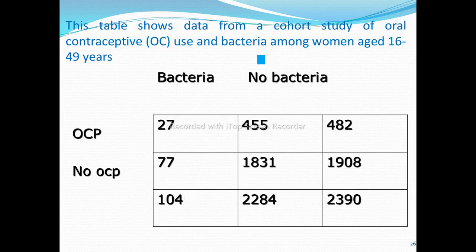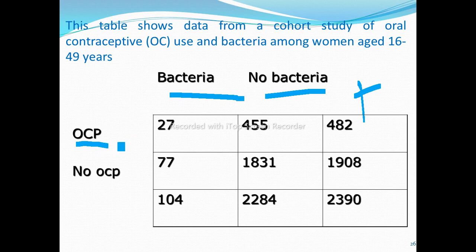This table shows the data from a cohort study of oral contraceptive use and bacteria among women aged 30 to 49 years. This is individuals with bacteria, individuals with no bacteria, and this is the total. This is OCP, individuals exposed to oral contraceptive, and this is no OCP, individuals not exposed to oral contraceptive. So this is the exposed group, this is the non-exposed group, this is the bacteria or disease group, this is the non-disease group.